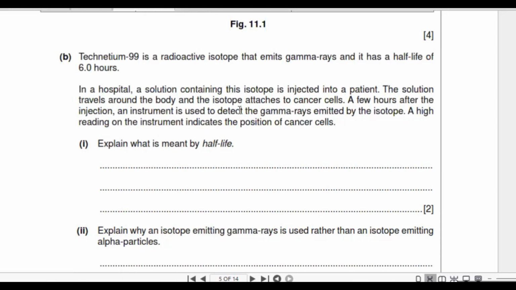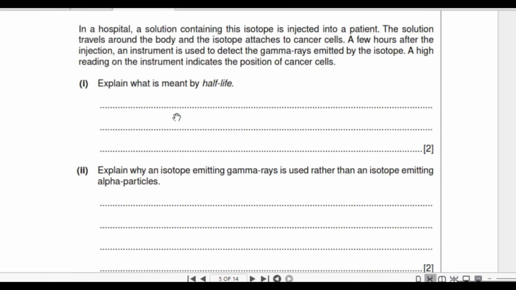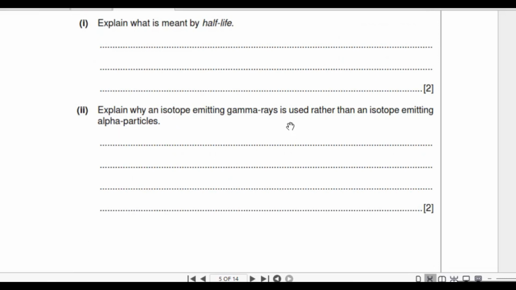So what is happening actually? We have a cancer patient in the hospital. So the question is why can't we use alpha?